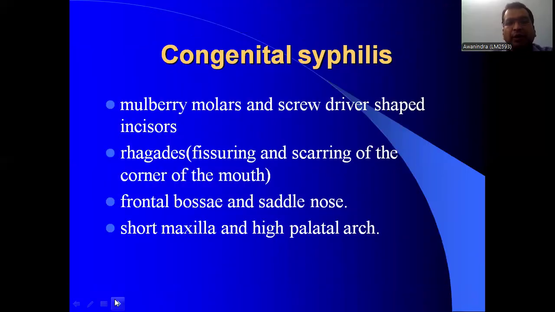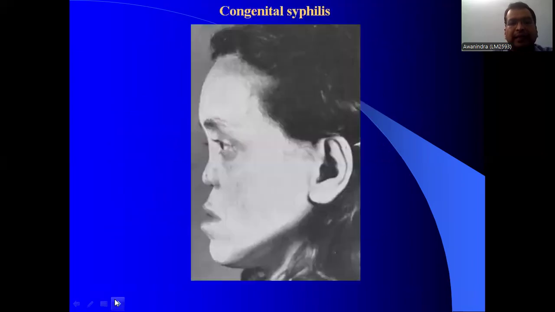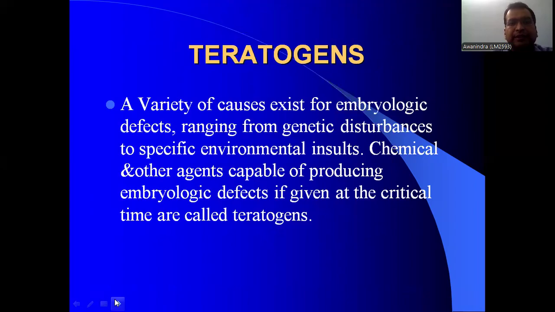Congenital syphilis, as we all know, shows the mulberry molar and screwdriver-shaped incisor. We are seeing in congenital syphilis rhagades, fissuring and scarring of the corner of the mouth, frontal bossing and saddle nose, soft maxilla, high palatal arch. This is a clinical photograph of congenital syphilis.